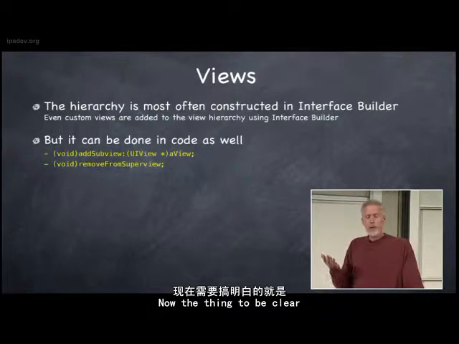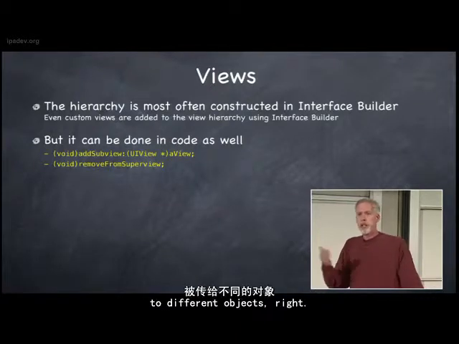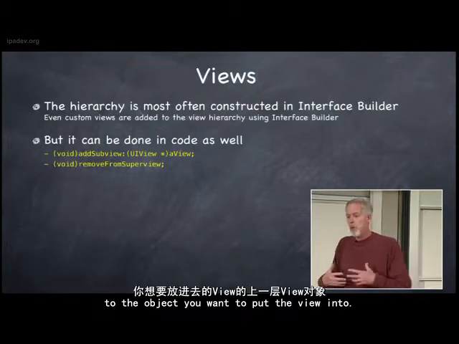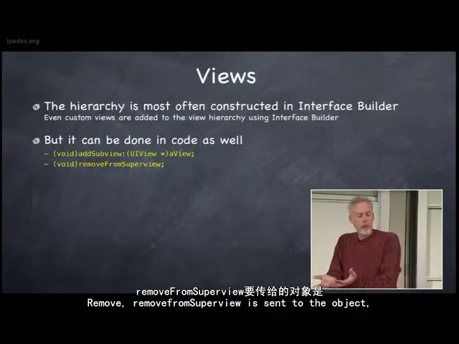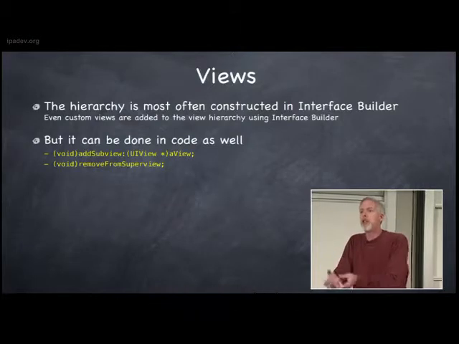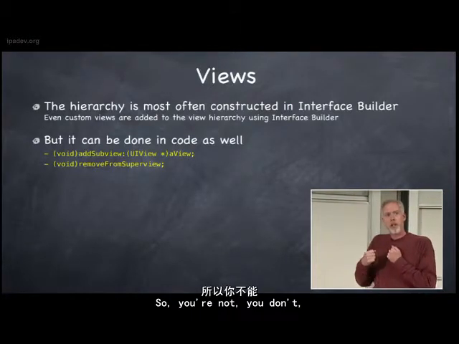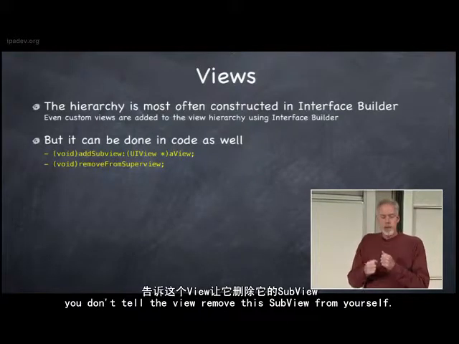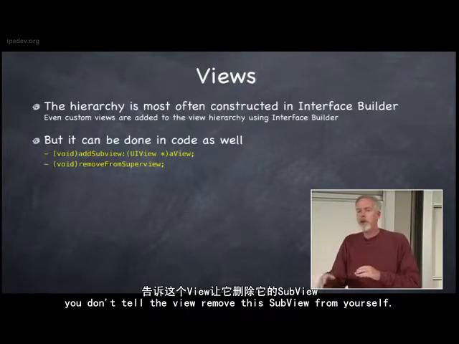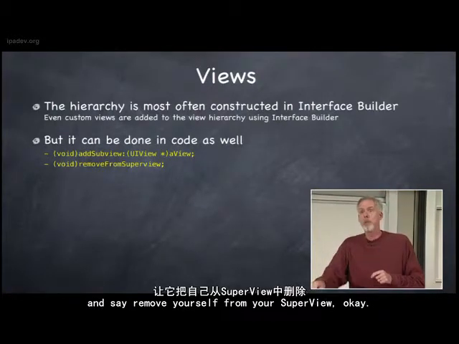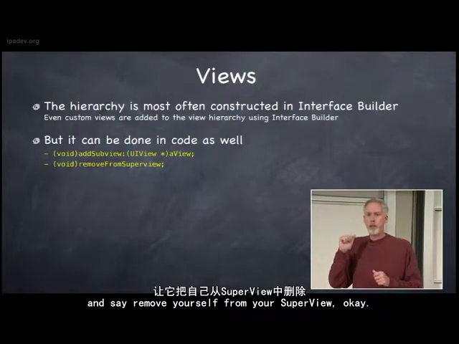Now the thing to be clear about these two methods is they're sent to different objects, right? addSubview is sent to the object you want to put the view into. removeFromSuperview is sent to the view you want to remove. Does that make sense? So you don't tell a view remove this subview from yourself. You send a message to the view you want removed and say remove yourself from your superview.